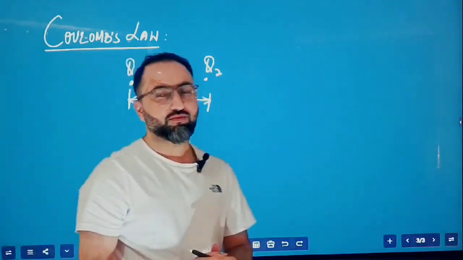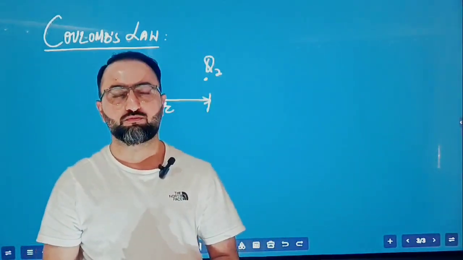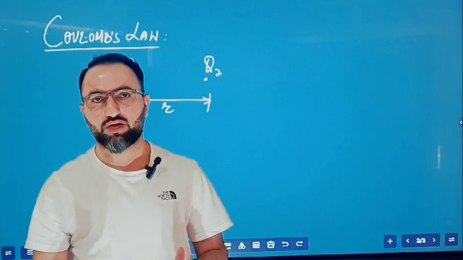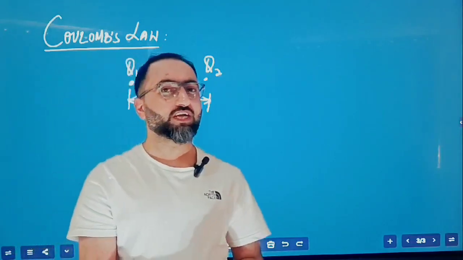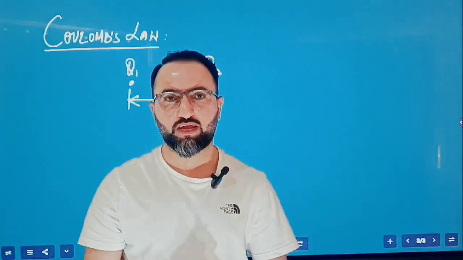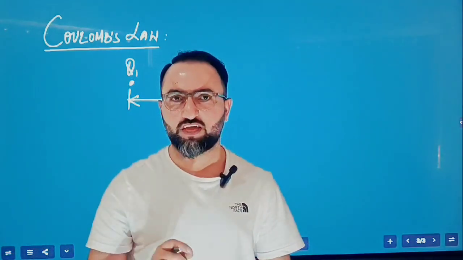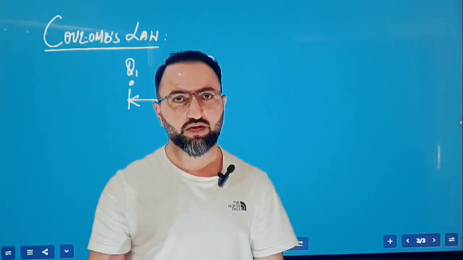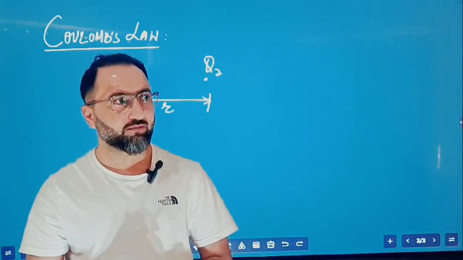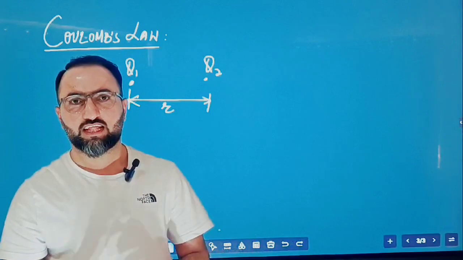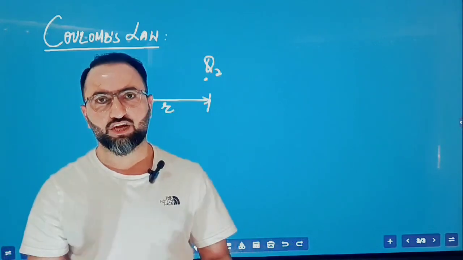So what does Coulomb's law give? It gives the electrostatic force between these 2 point charges, and the point charges must be at rest. I'm sure you know what a point charge is. A point charge simply implies a charge whose dimensions are very small compared to the separation. One more point that you should know from class 10 is that like charges repel and unlike charges attract.